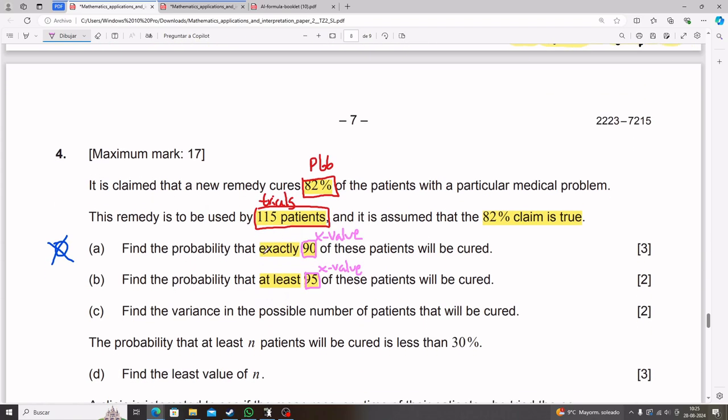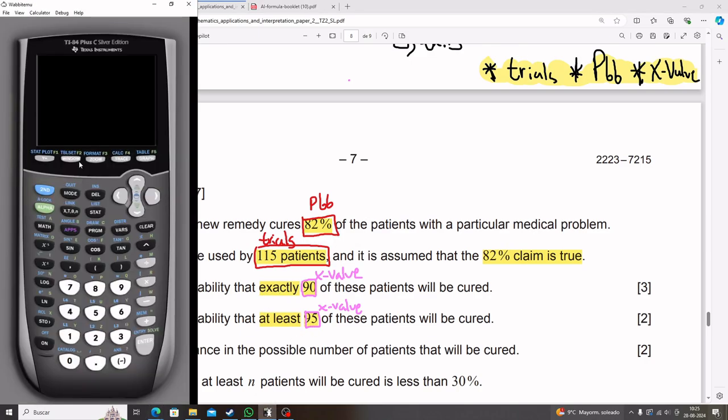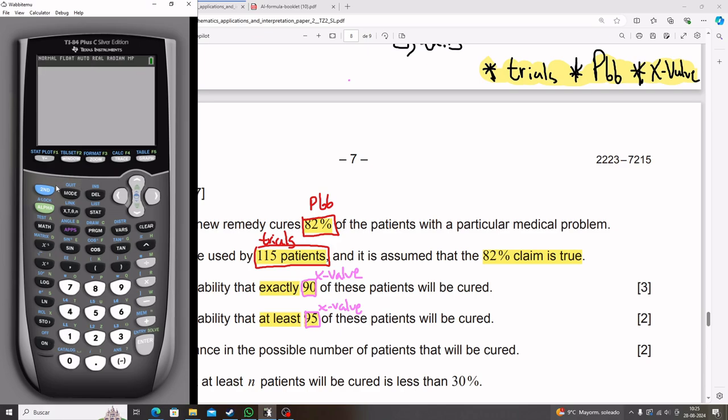The other big hint is that here it says exactly, here it says at least, and I'm going to dig upon that in a second. Why is that a hint? Because the tools that you use for binomial distribution depend on exactly that. Guys, you have two main tools, okay?